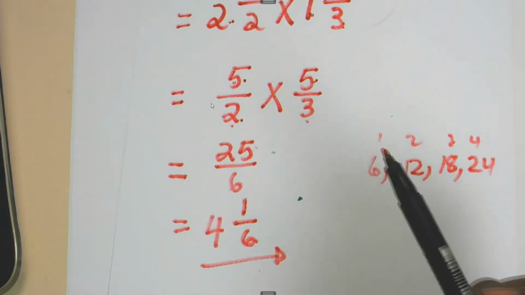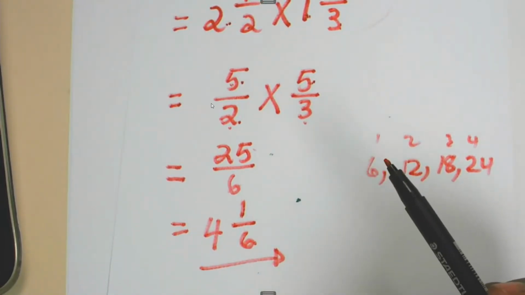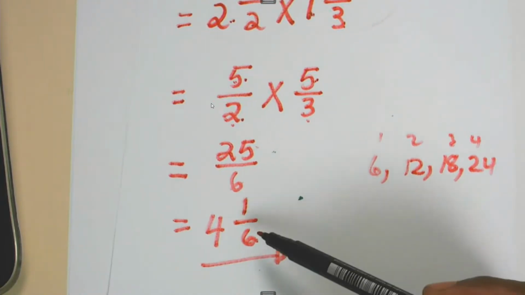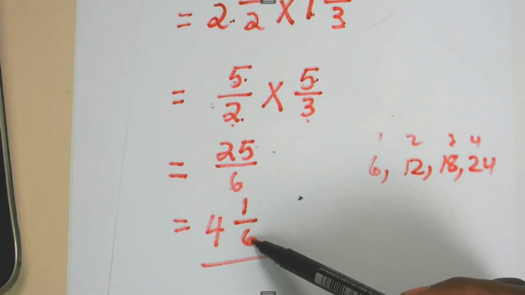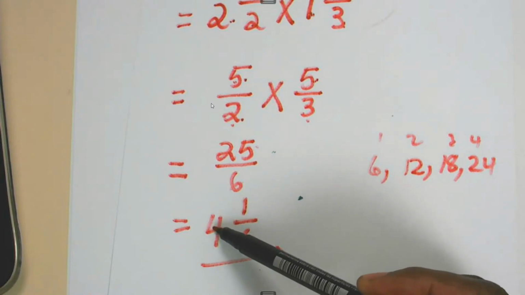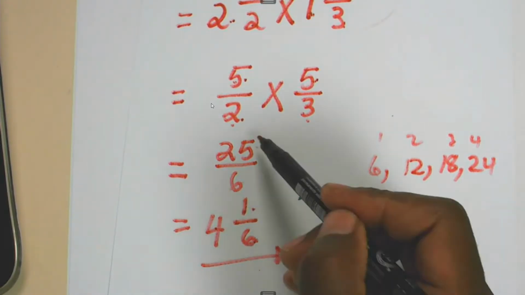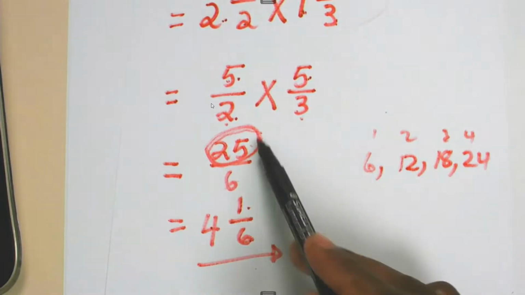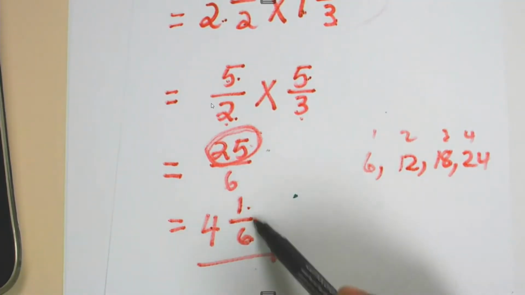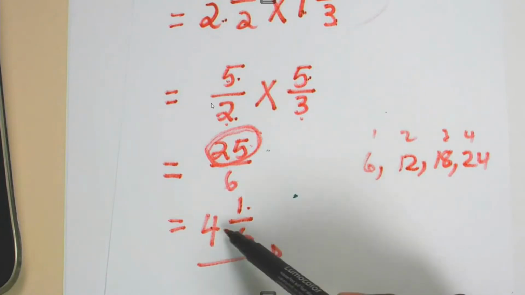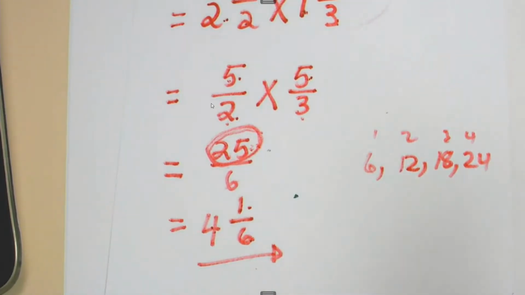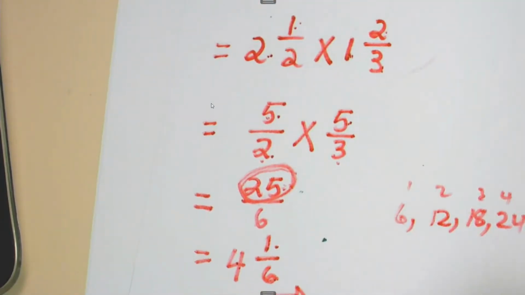And you can double check whether your answer is correct or not. How? You just take the denominator, you multiply it by the whole number, you add the numerator. It must give you this number. If it does not give you this number, it means something somewhere went wrong. So 6 multiplied by 4 is 24, plus 1 equals 25, which is this number. Voila. Now we are completed.